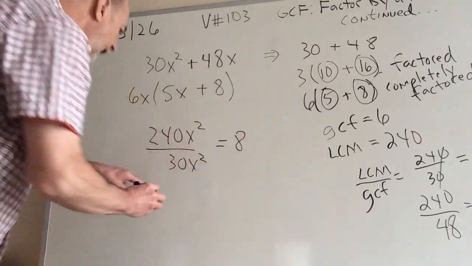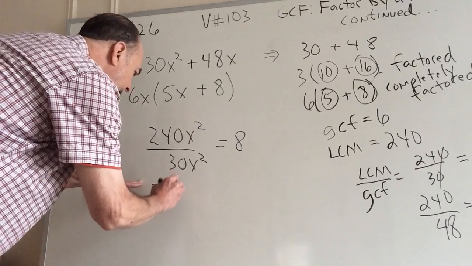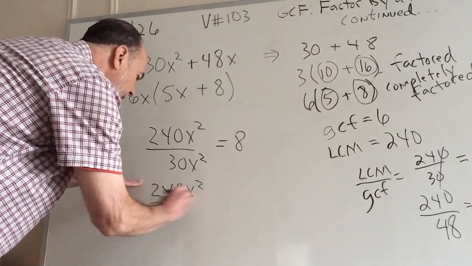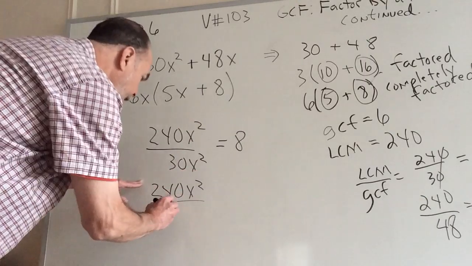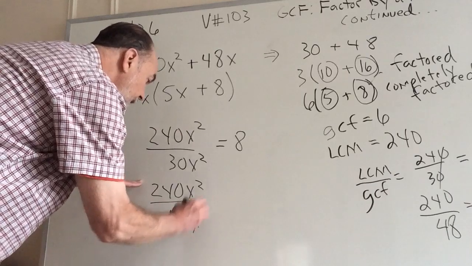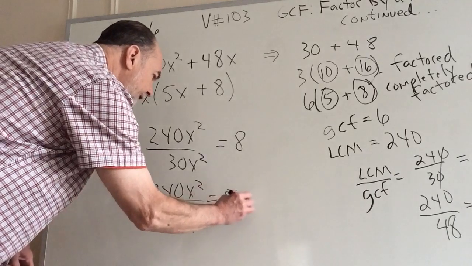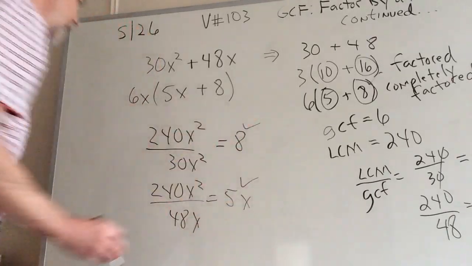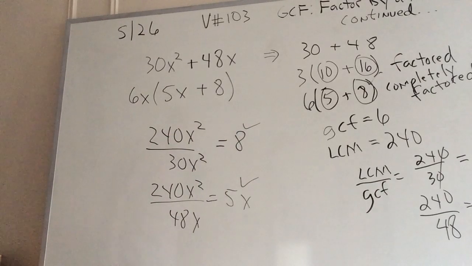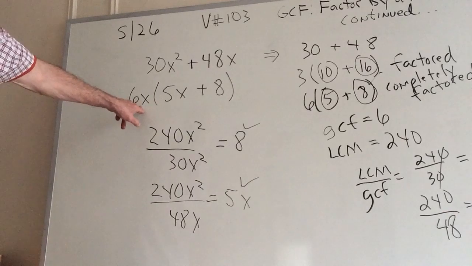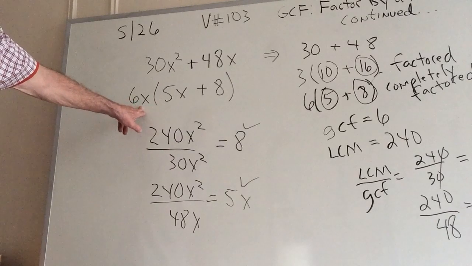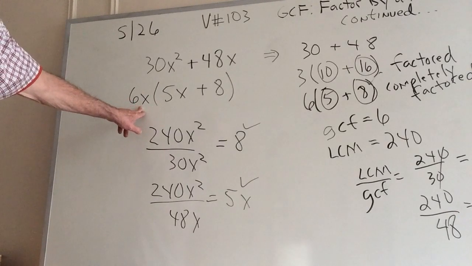There it goes. And then we do it again, the LCM, divided this time by 48x. And when you divide that in, you'll get 5x, and there's the complete check. Okay? So that's called factoring. Monomial factoring, because the monomial that you extract from these algebraic expressions is only the GCF, fancy name for it.